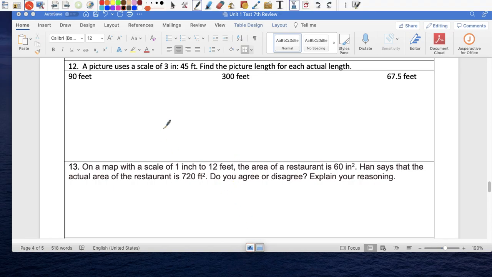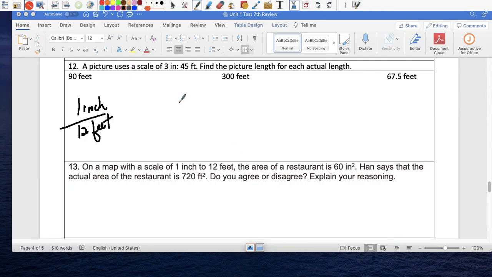Not a fan of this picture, of this question, because I think it's a little bit tough to see. So let's try this. On the map is a scale of 1 inch to 12 feet. So every inch on my map represents, in real life, 12 feet.